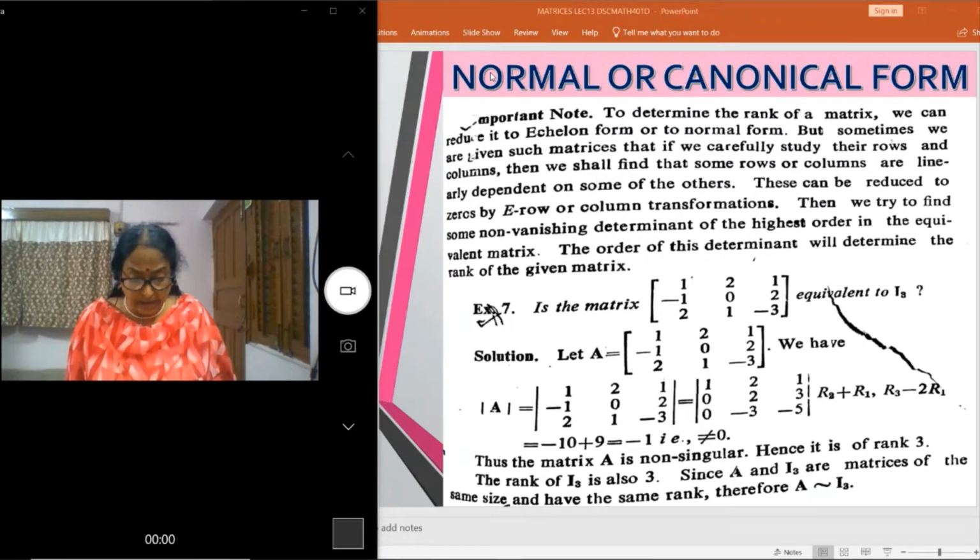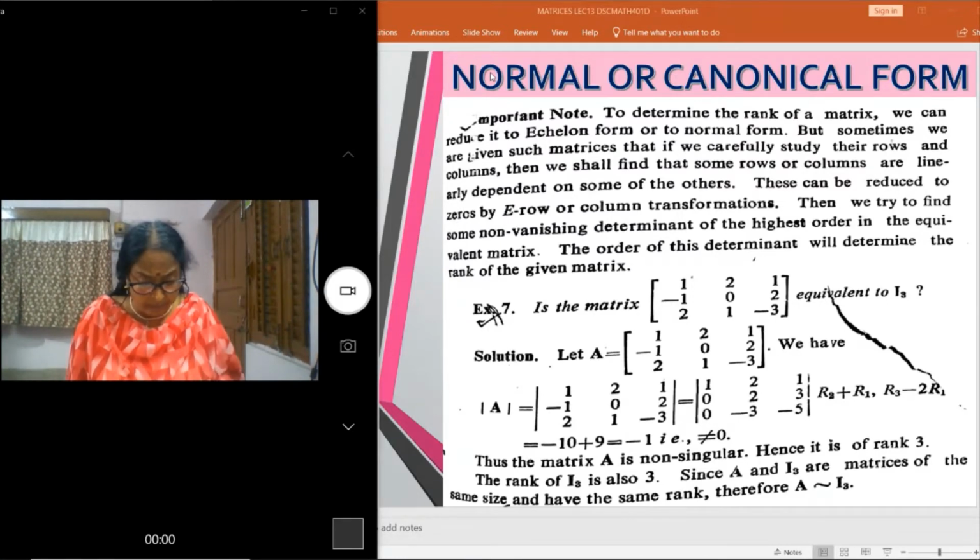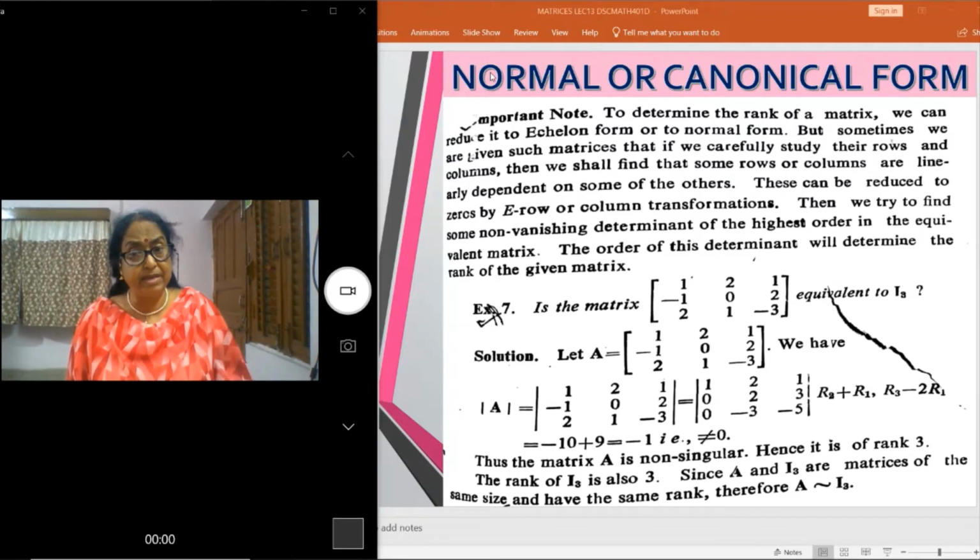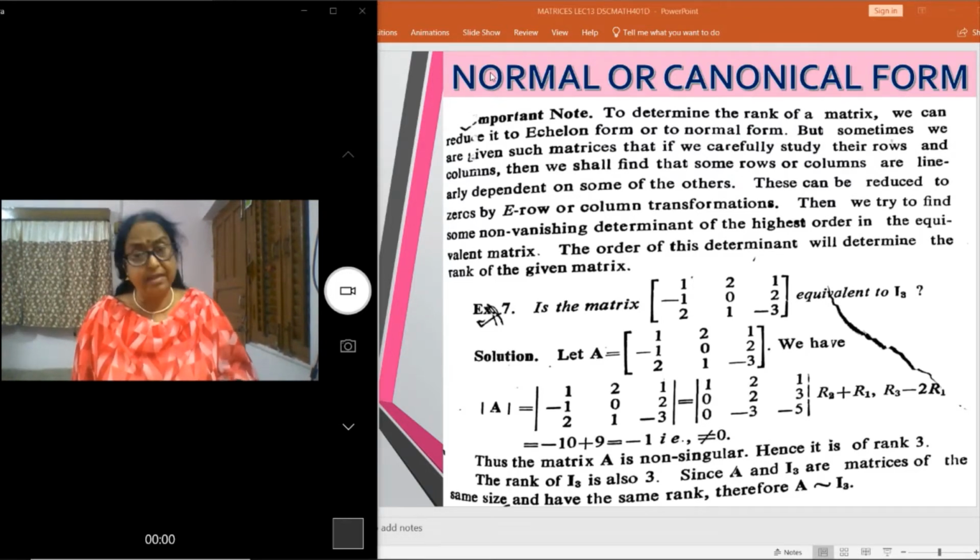So, here you use the echelon form, and here we see that the value of this is not equal to 0. Hence the matrix is non-singular. Hence the rank of this is equal to 3. And since the rank of I3, the unit matrix of order 3, is also equal to 3, the rank of this is also 3. This is not in a normal form.